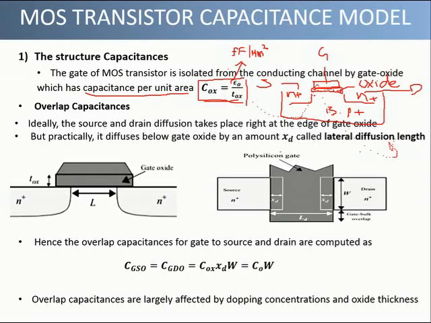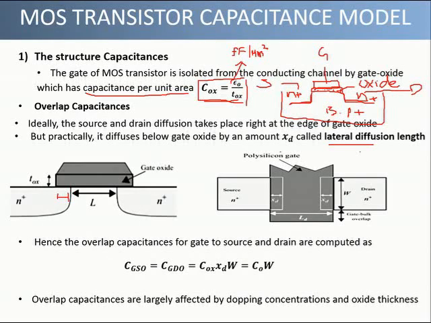Now ideally we would expect a scenario like this, where the source and drain diffusion regions end just at the corner of gate oxide. But practically some portion of source and drain diffuses below the gate oxide, and this is called lateral diffusion, where xt denotes the length of this lateral diffusion. For all practical purposes, we assume that both source and drain diffused under the gate by the same length.